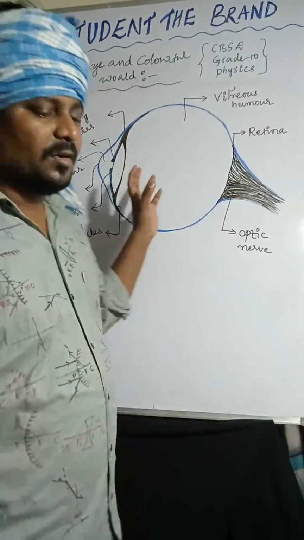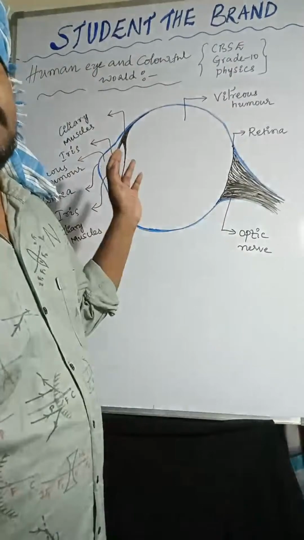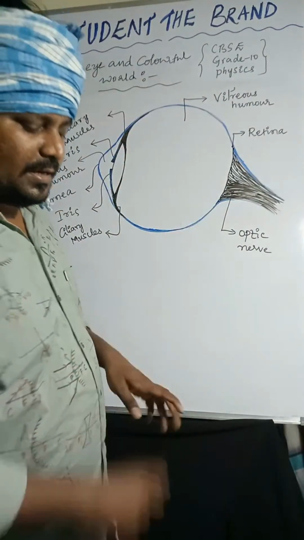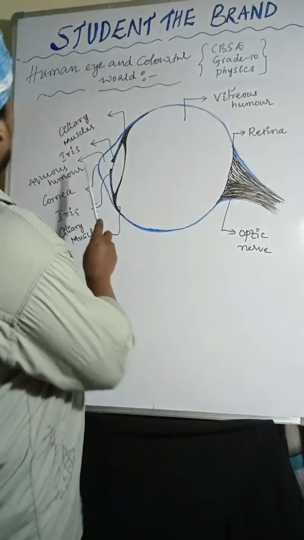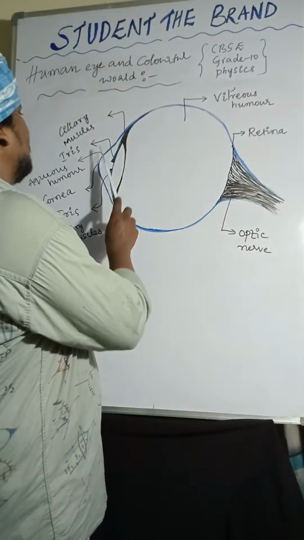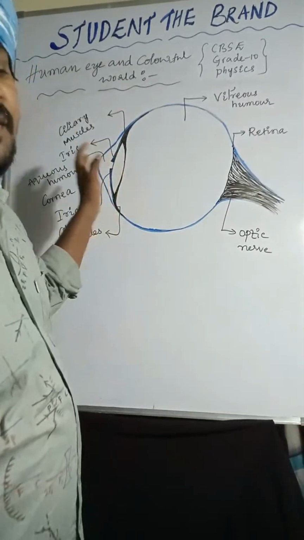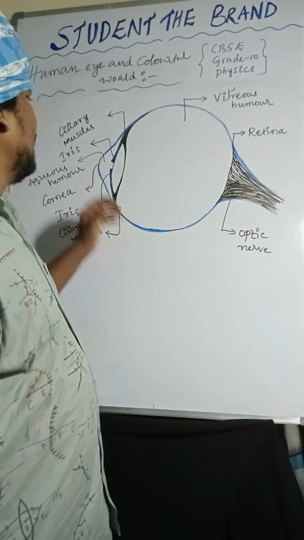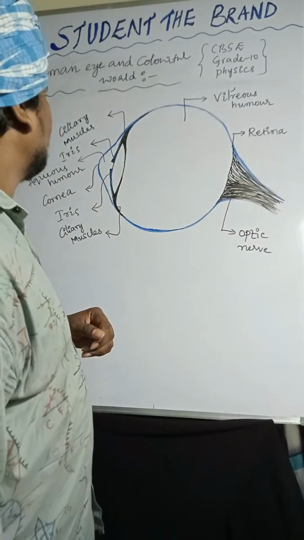We will discuss these eye parts and functions now. So now you can observe here. First one is the cornea. Cornea is the frontal layer, the protective layer of the eye. Most of the refraction takes place at the cornea.